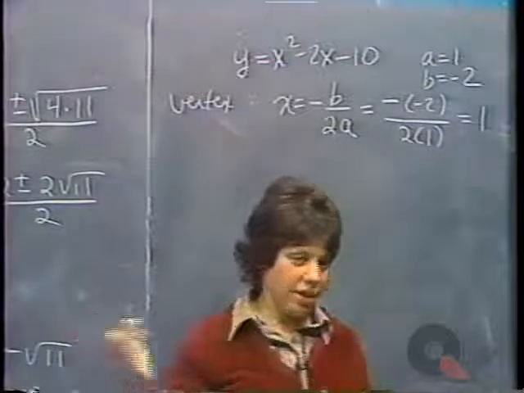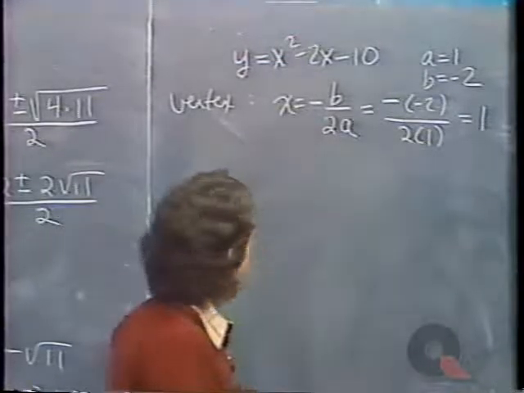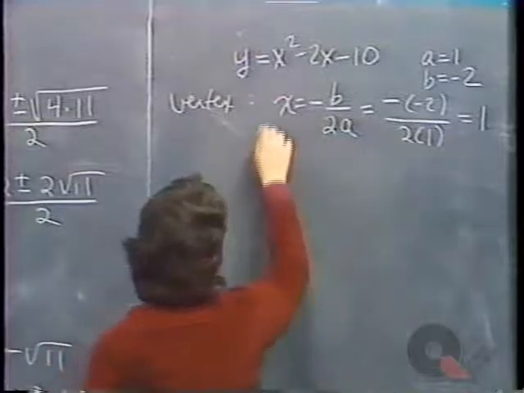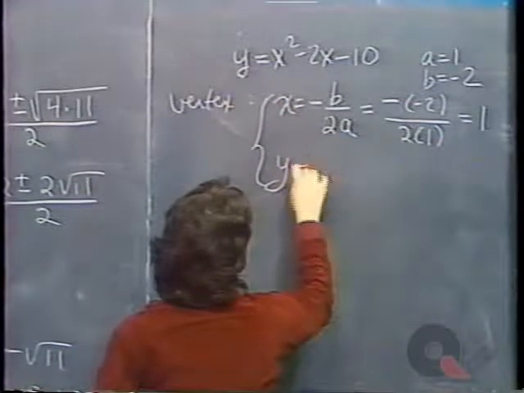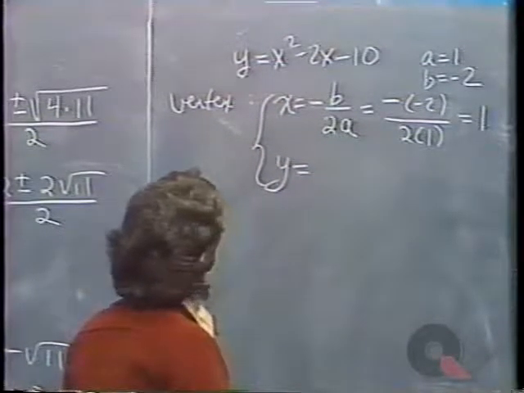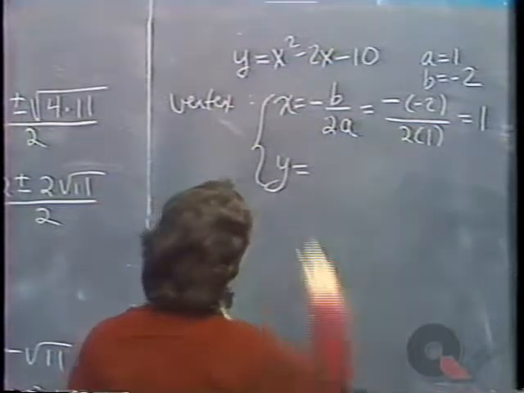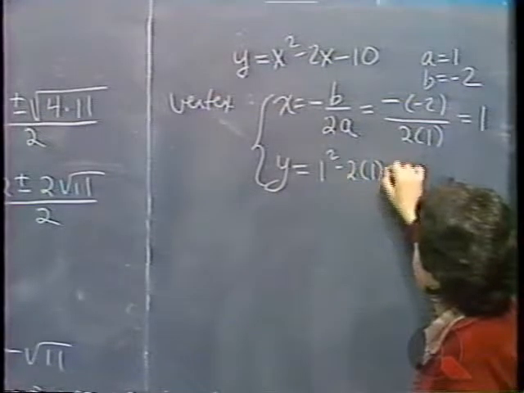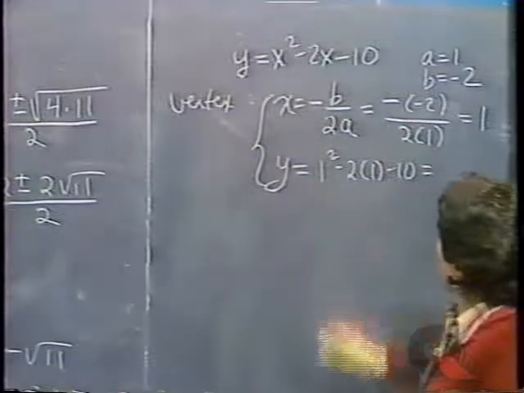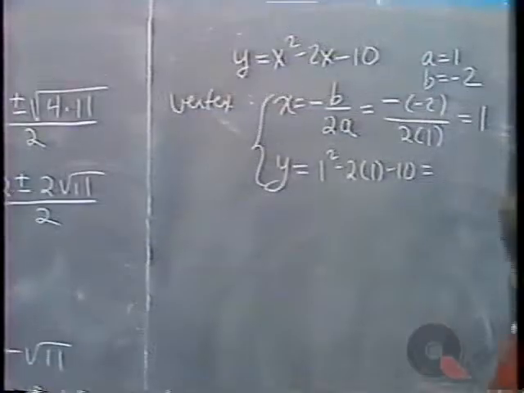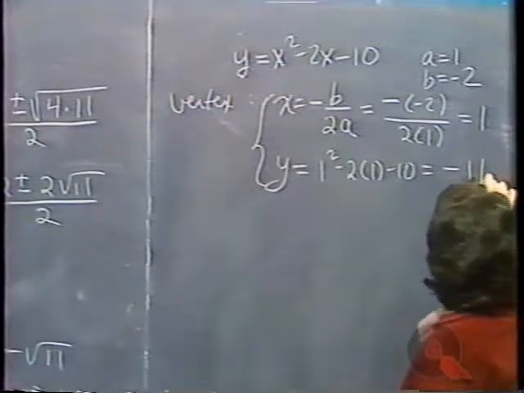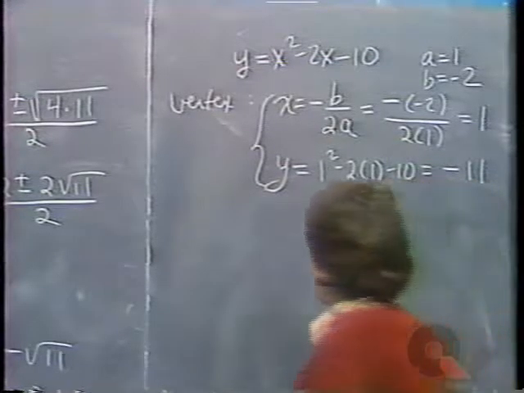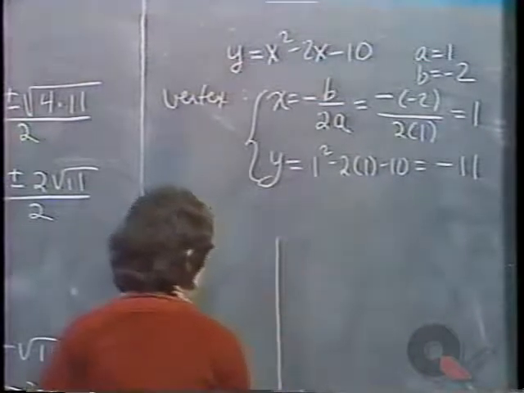Okay, it's coincidental that this came out to be 1; in the last example, the x-coordinate of the vertex was also 1. Just the way it happened to work out. Now here, if x equals 1, to figure out the y value, we plug into the original equation here. y equals 1 squared minus 2 times 1 minus 10, 1 minus 12, or minus 11 for the y coordinate of the vertex. So let's make a sketch and see what we have.